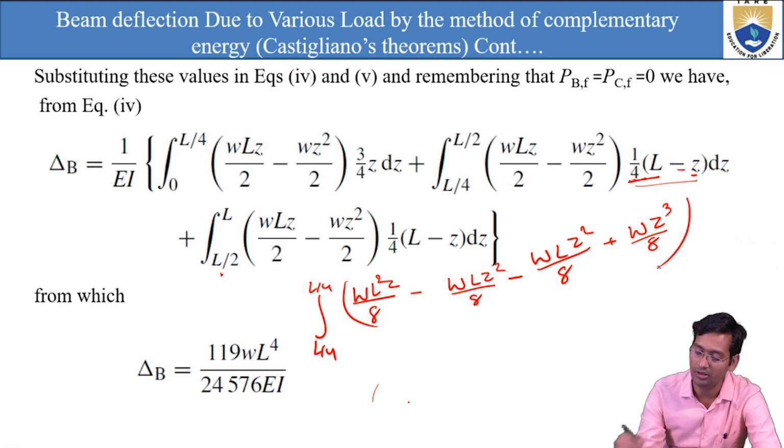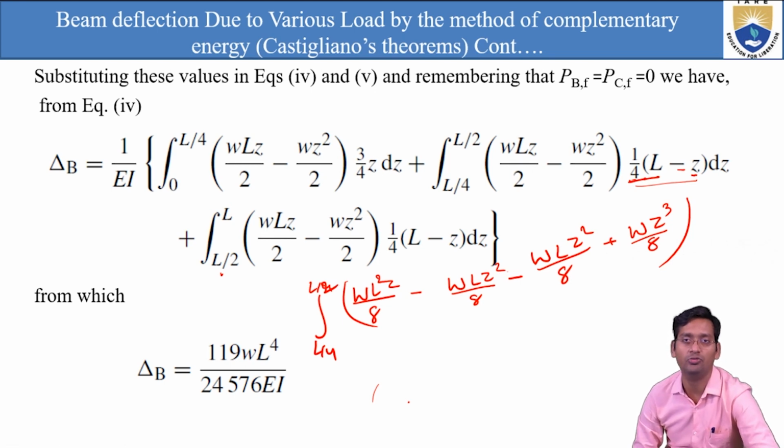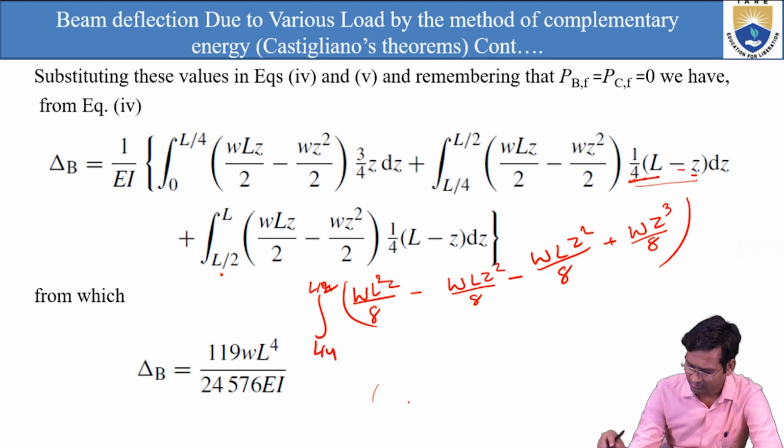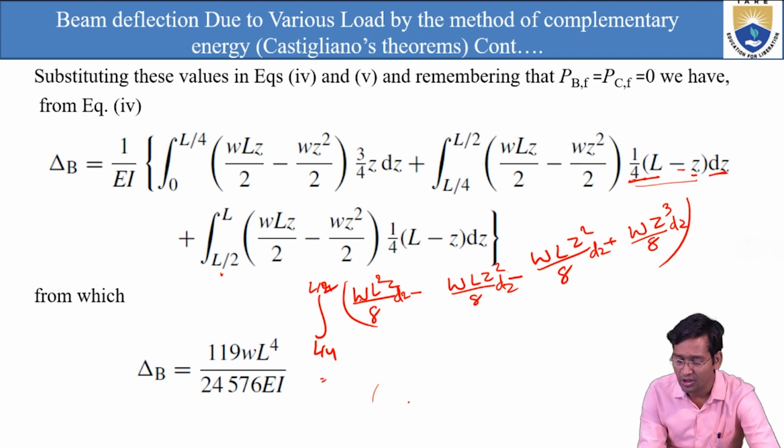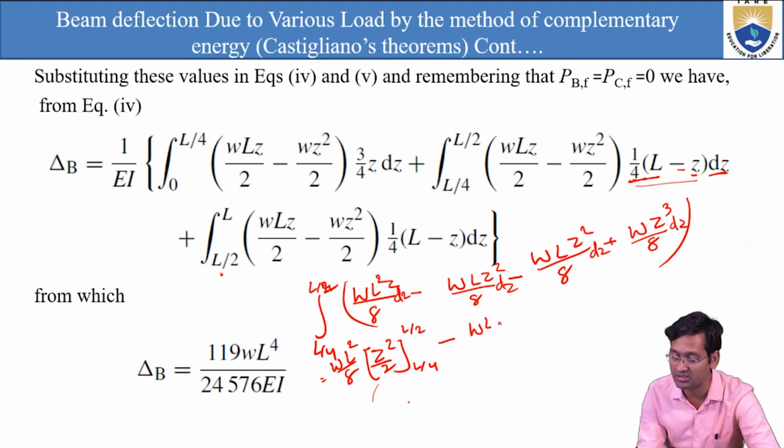This whole thing we have to integrate, and then we have to put limits from where to where? L by 4 to L by 2. So upper limit is L by 2 and lower limit is L by 4. Right? Just integrate, and everywhere see here dz will be there with each term. Without dz you cannot integrate, so make sure to put this. Right? So now here, WL square by 8 is constant, so z is there, right? So z dz integral is z square by 2, and this is WL square by 8, and this is L by 4 to L by 2. Okay, minus WL by 8 is constant, so minus WL by 8.